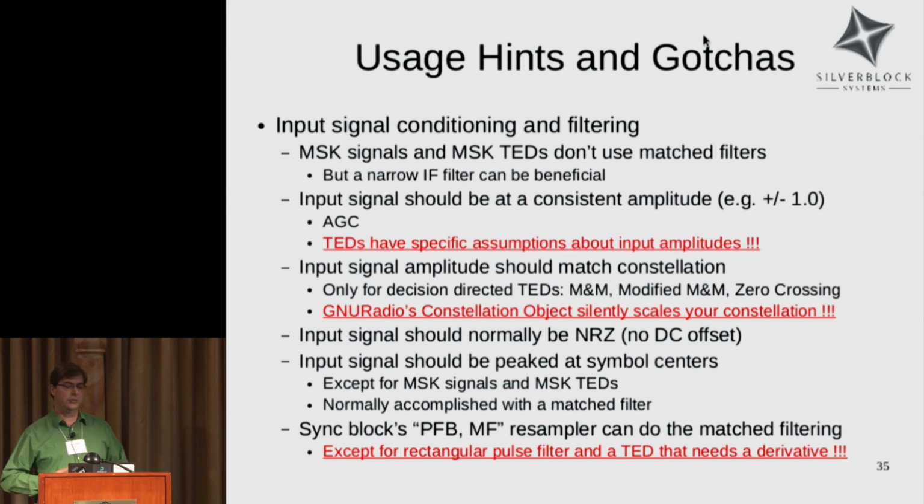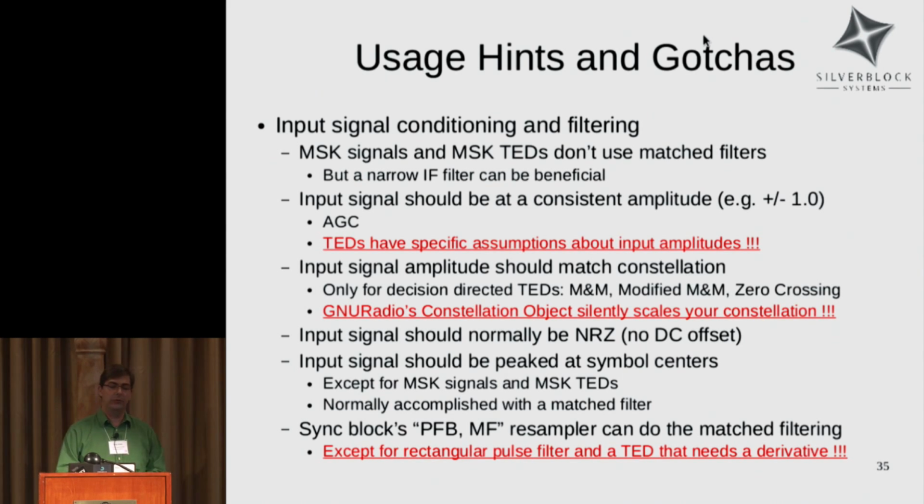Your input signal in general should be at a consistent amplitude. I'll just suggest plus or minus 1 as the extents, which means out front you'll need some AGC. The timing error detectors have specific assumptions about your input amplitudes, and you shouldn't ignore those. Otherwise, you'll get results which will be suboptimal.